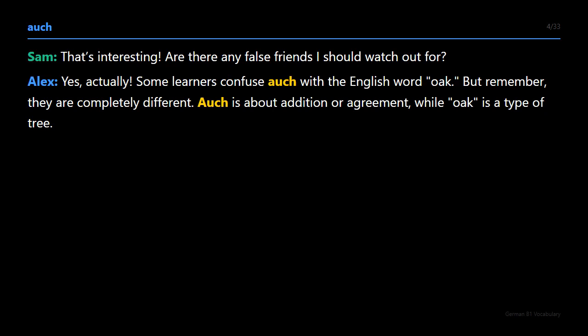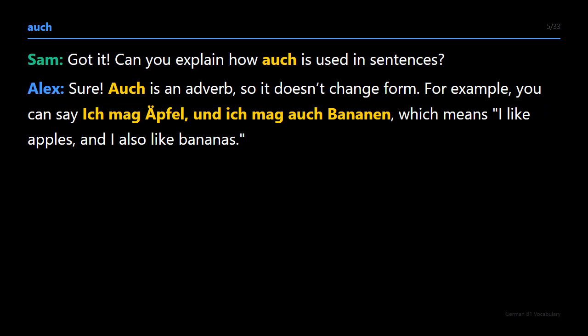Got it. Can you explain how auch is used in sentences? Sure. Auch is an adverb, so it doesn't change form. For example, you can say, Ich mag Äpfel und ich mag auch Bananen, which means I like apples, and I also like bananas. So it stays the same in all situations.